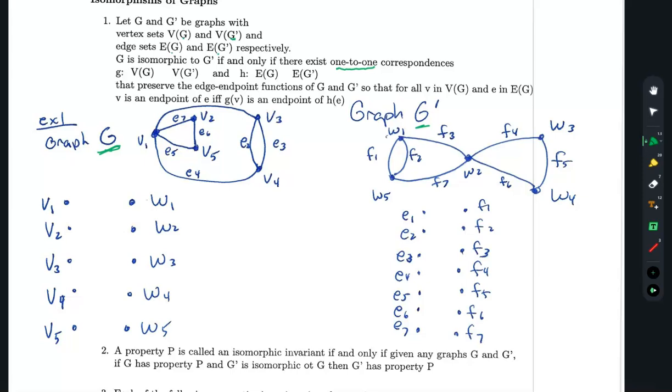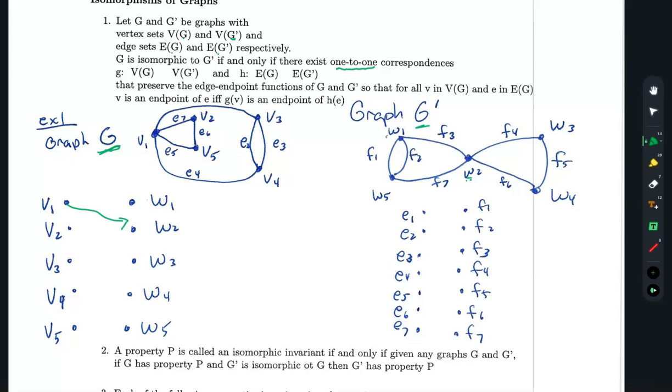So if I look at vertex 1, it's got degree 4. Coming over here, can we see a vertex that would have degree 4? Yeah, I see that W2 has degree 4. So V1 goes to W2. All right, let's look at V2.